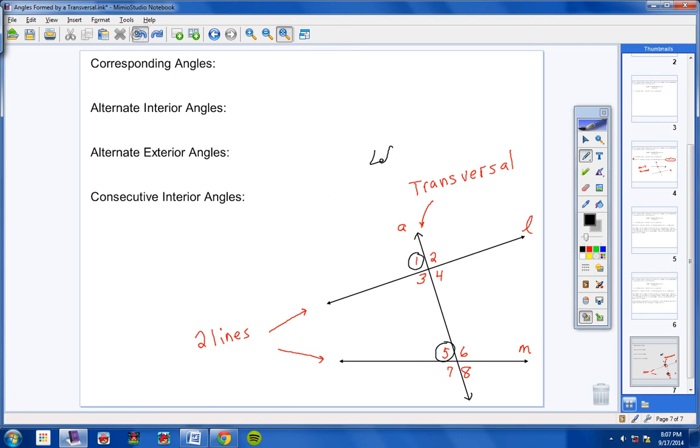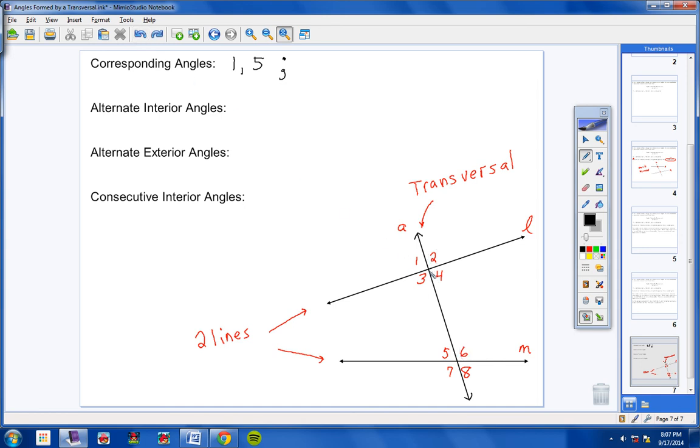So corresponding angles would be 1 and 5. Okay? Then put a semicolon. Angles 2 and 6 would be corresponding angles because they're both to the right of the transversal and they're both above the 2 lines, like this. So angles 2 and 6 would be corresponding angles.